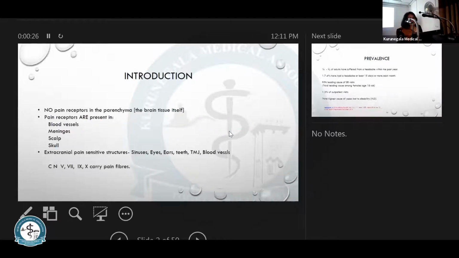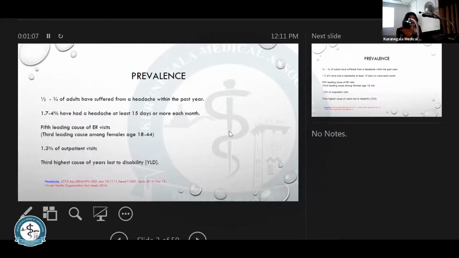When we go to the basics, as we all know, there are no pain receptors in the brain matter. So the pain comes either intracranially or from the extracranial structures. The things inside the skull are the blood vessels, meninges, the scalp itself, and the skull. And the extracranial structures that have pain receptors are the sinuses, the eyeballs, ears, teeth, temporomandibular joint, and the blood vessels. And cranial nerves 5, 7, 9, and 10 carry the pain pathways.